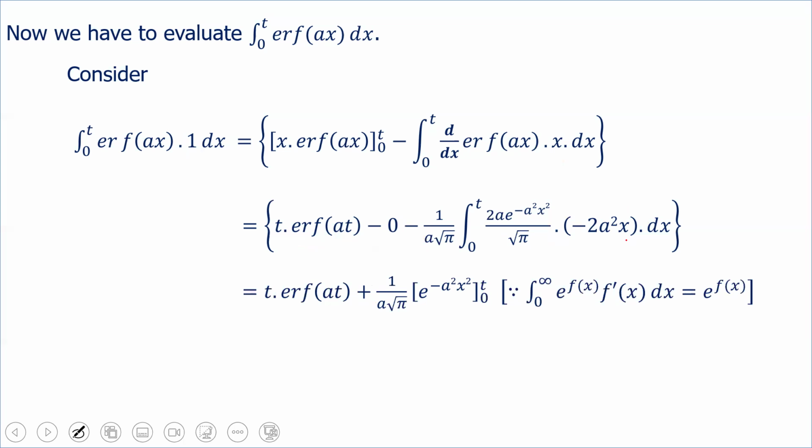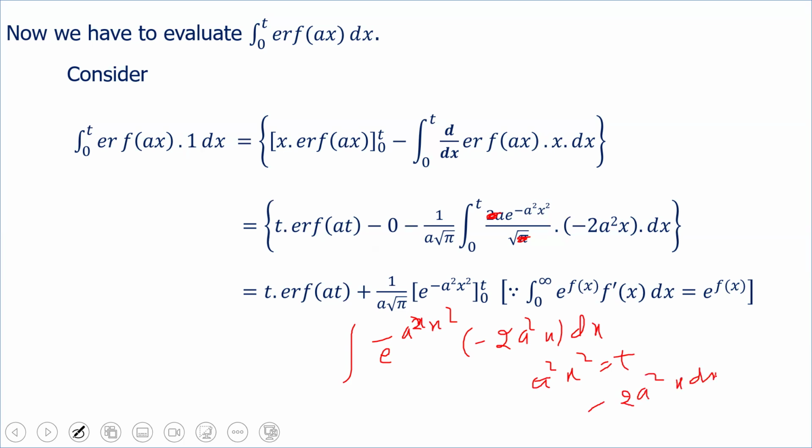If we put here, this 2a is not over there. This pi we have already taken over here. So we want to find out the integration of e to the power minus a square x square, minus 2a square x dx. So if you put a square x square equal to t, then minus 2a square x dx is equal to dt. Right, and the limit will not change because this is the algebraic function, so the limit will not change. It will be 0 to infinity.